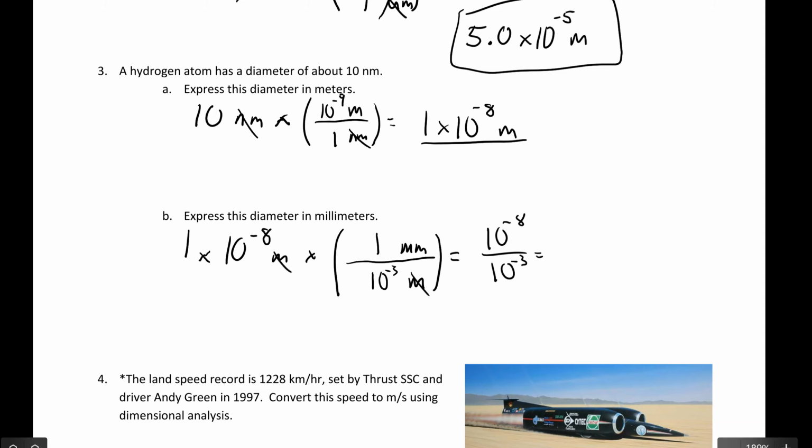You plug that in your calculator. Make sure you're using parentheses or the E button. We'll talk about that capital E button in a future unit. But for now, just try to plug everything in with parentheses around them so you get the right thing when you're dividing by the power of 10. And you'll get 1 times 10 to the negative 5th millimeters.